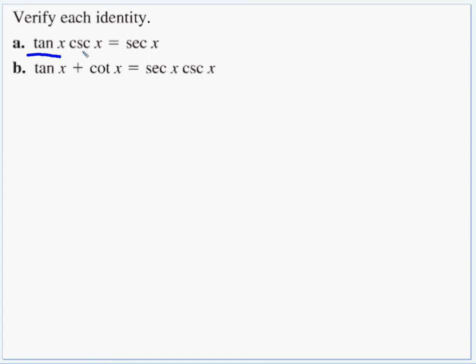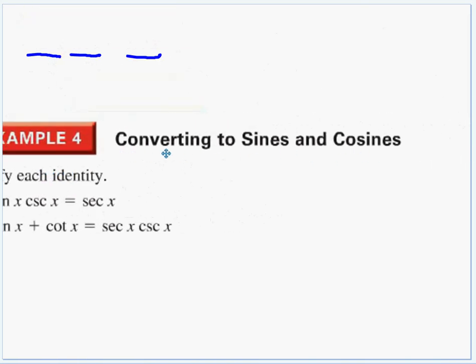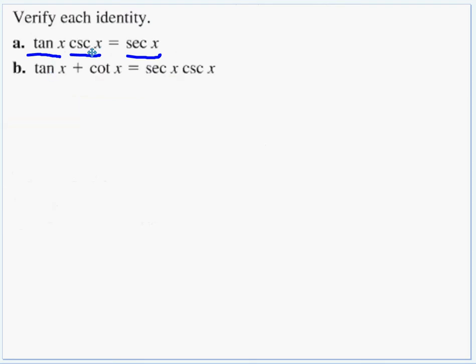We've got tan x times cosecant x is equal to secant of x. So let's see what we got on this one. And I should have pointed out, converting to sines and cosines. So the strategy here, convert everything into some form of sine or cos. So let's see, this first tangent. Tangent is sine over cos, sine x over cos x.